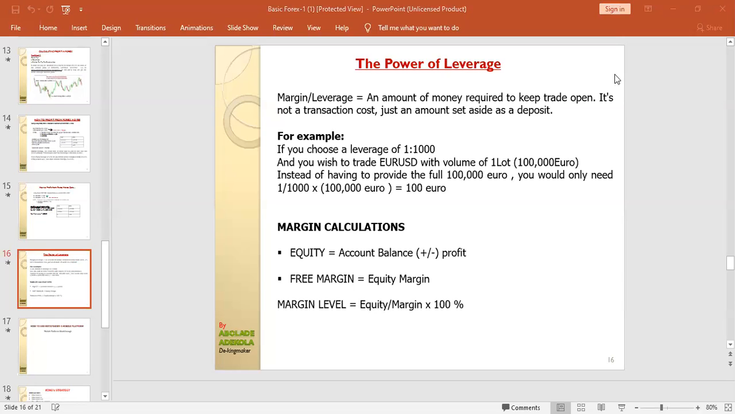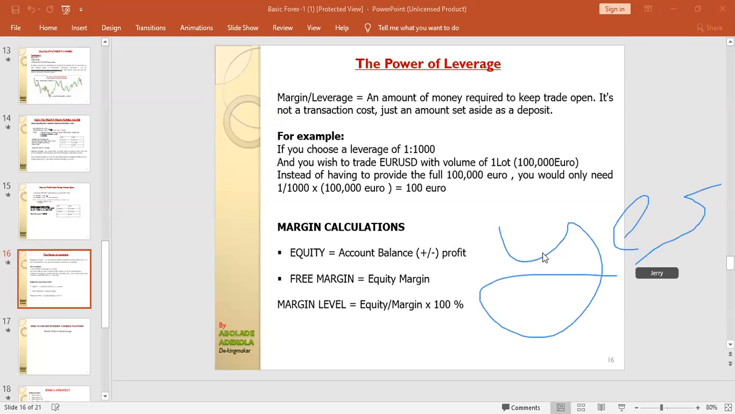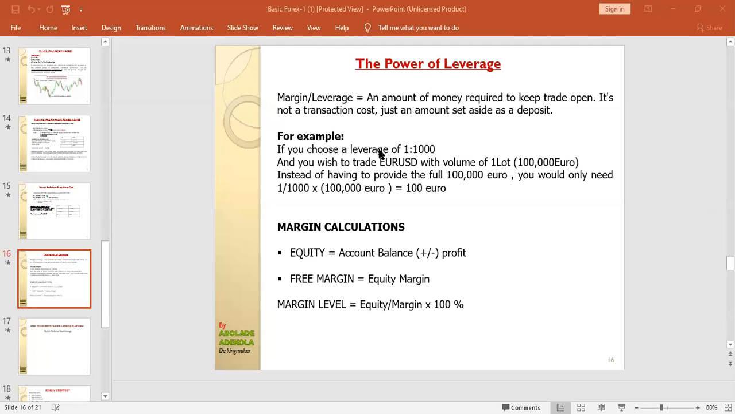Good. I believe this is making a lot of sense to us. So I'm just trying to go deeper into it so that those who are new can have a good sense of belonging and understand how the whole thing really works. Now we're talking about the power of leverage. Margin versus leverage: margin is equal to an amount of money required to keep a trade open. Now listen to this. It is not a transaction cost, just an amount set aside as a deposit.